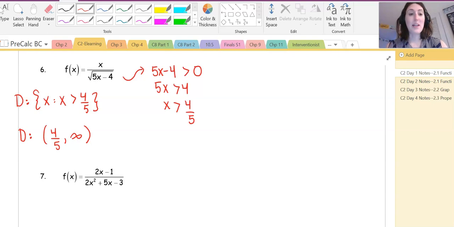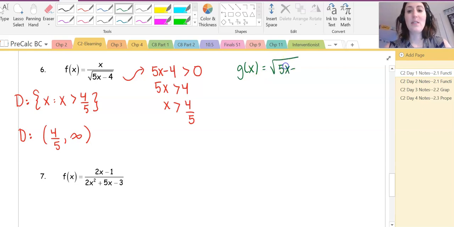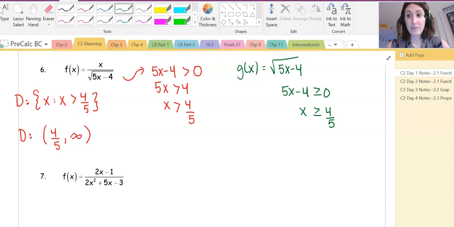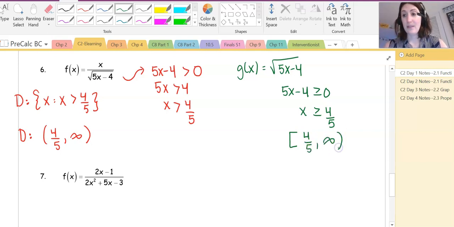Now, I want to modify this problem slightly. New problem. Let's say you just had this. All right, now 5x minus 4 can be 0, right? Because this is no longer in the denominator. g of x could just be 0. So we would have 5x minus 4 is greater than or equal to 0. And when you solve it, you would get x greater than or equal to 4/5. The way this would change your interval notation would now be a bracket, 4/5 to infinity, because it can be 4/5. Infinity and negative infinity will always have parentheses around them though. Okay.